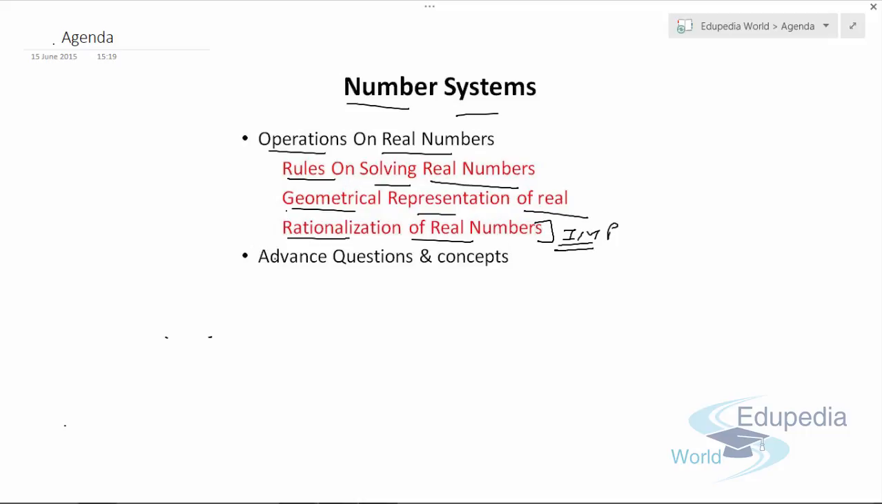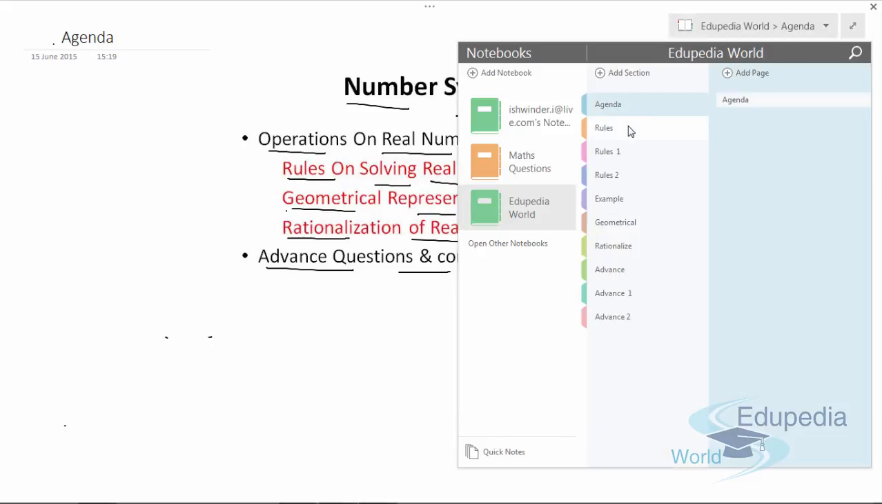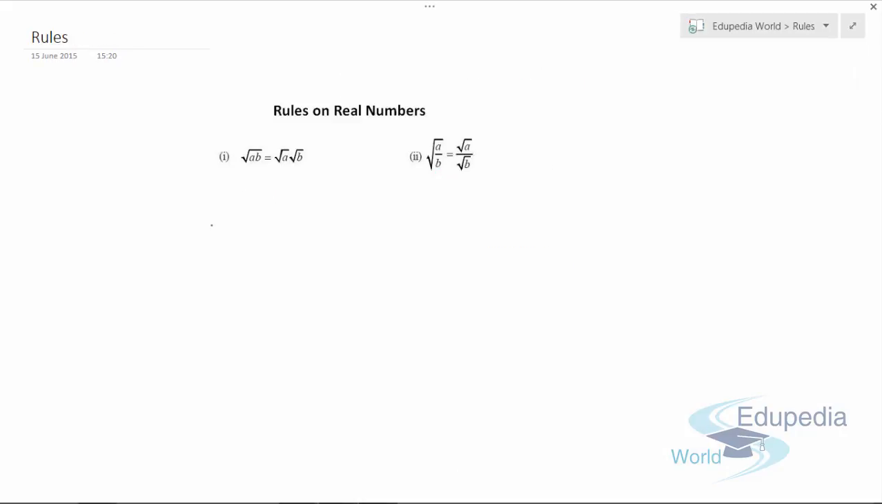Then at the end of the video we'll discuss some of the advanced questions and concepts which are generally seen in examination. So we follow the same step, same procedure and same strategy to explain each and every concept through solving examples. So let's get started with our first concept, which is rules on solving real numbers. In these rules on real numbers we'll discuss each and every rule, and we'll try to solve some of the basic examples related to these rules.